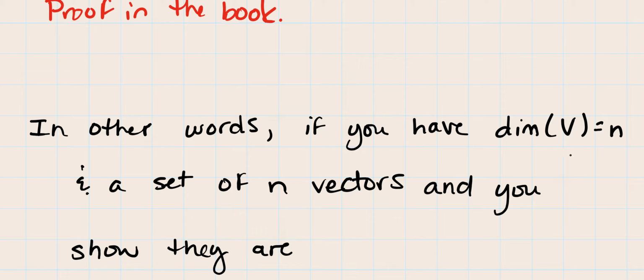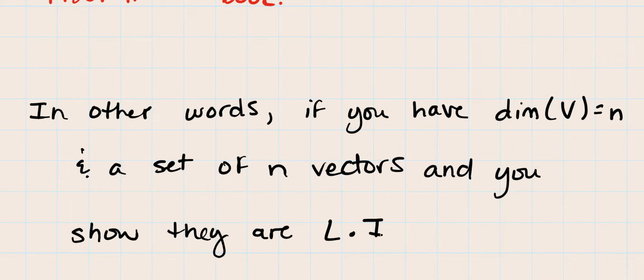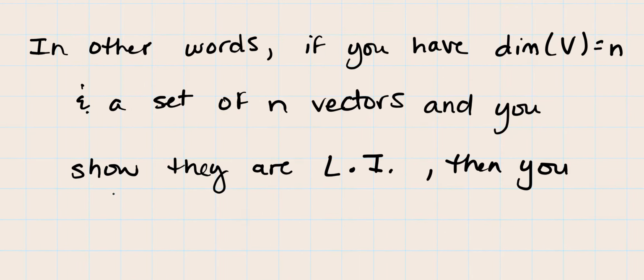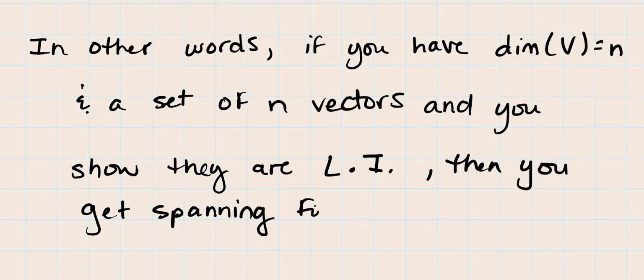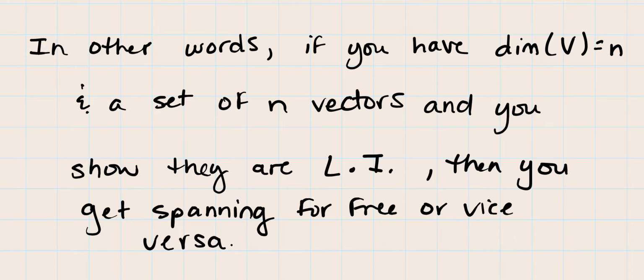So in other words, if you have that the dimension of V is equal to n and a set of n vectors, and you show they are linearly independent, then you get spanning for free, or vice versa. So if you check that they span, you get linear independence for free.